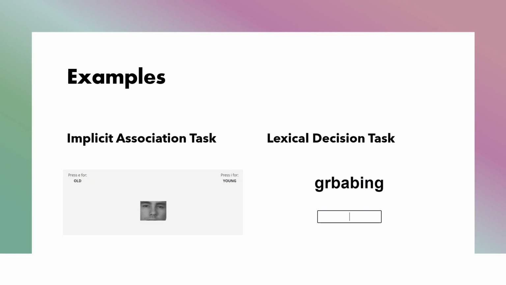And the study is how quickly do they classify old and young faces, and you're measuring how quickly they press E or I and whether they press the right button. On the right-hand side, we have a lexical decision task.